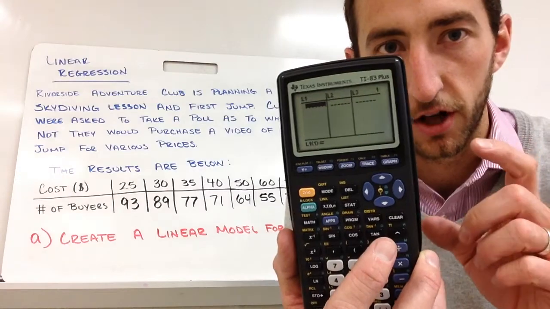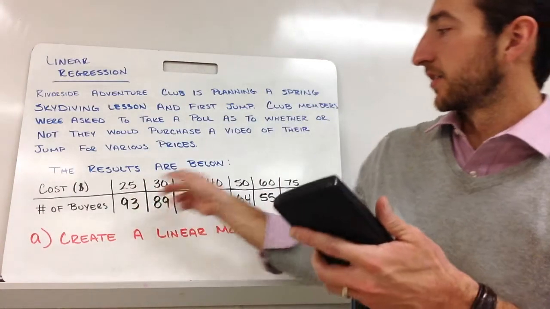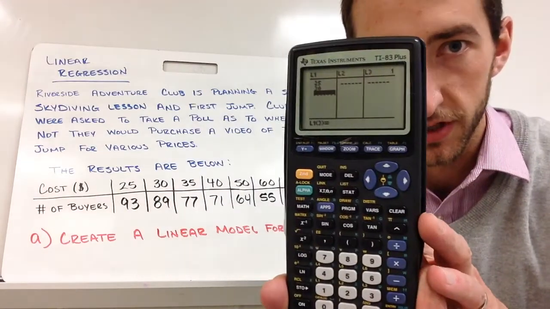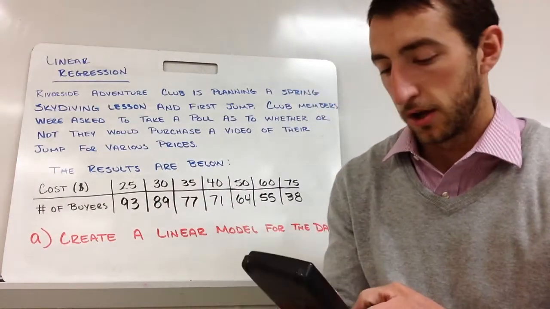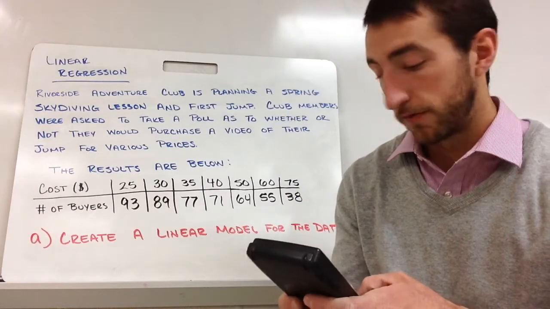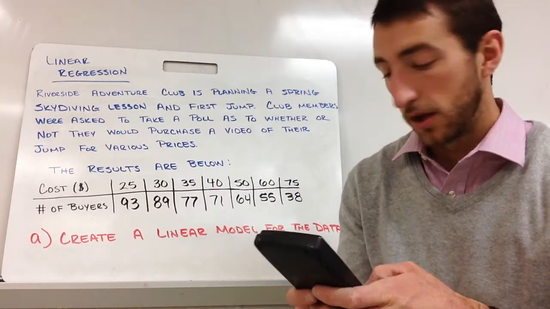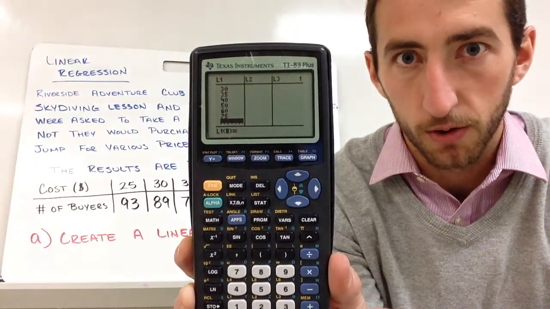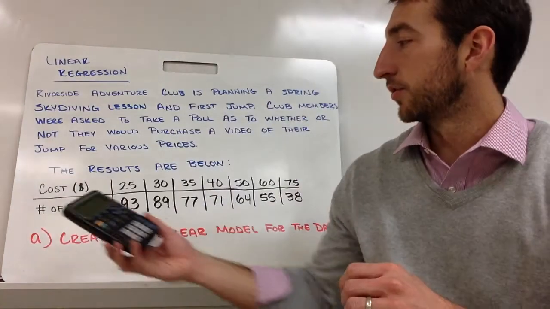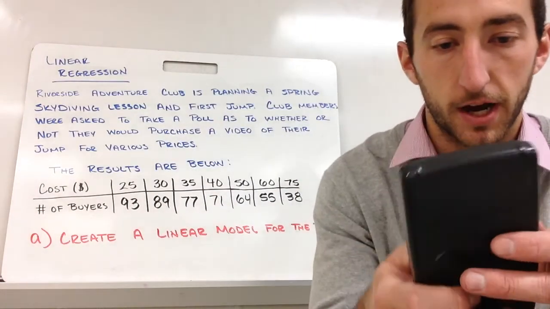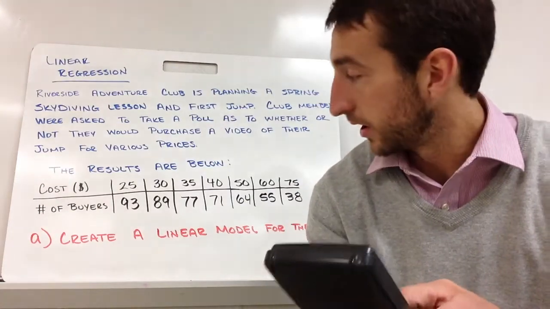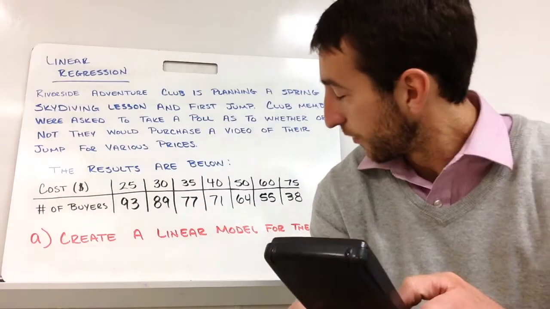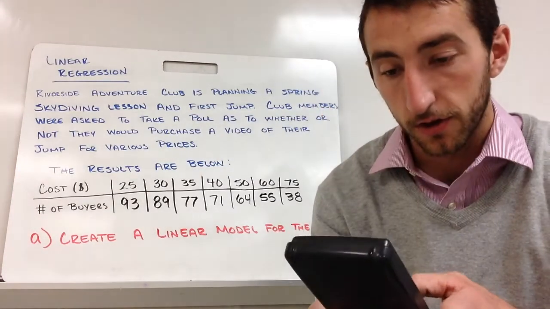Now what we want to do is enter in all of our data points. So if you notice my X's go up, I've got 25, 30. As soon as you type in a number, you just hit enter. So 25, enter, 30, enter, 35, enter, 40, enter, 50, enter, 60, enter, and 75, enter. So now you have all your data in L1, and now we're going to put in L2. L2 is my Y's, that's my number of buyers. So I type in 93, 89, 77, 71, 64, 55, and 38.